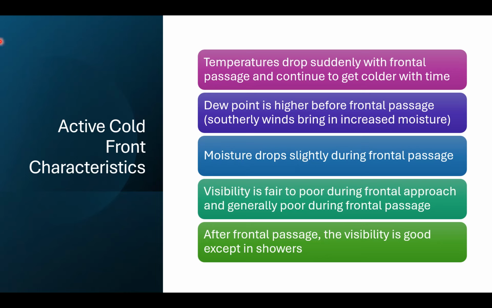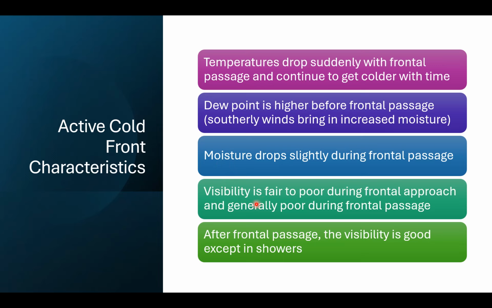Now here are the active cold front characteristics encapsulated into one slide. Temperatures are going to drop suddenly with frontal passage and continue to get colder with time. So this is one of those rapid temperature drops with active cold fronts. The dew point, the measure of moisture in the atmosphere, is going to be higher before frontal passage. We have a lot of moisture. Those southerly winds and southwesterly winds are really going to bring lots of moisture ahead of the active cold front. And then the moisture is going to drop just slightly during frontal passage.